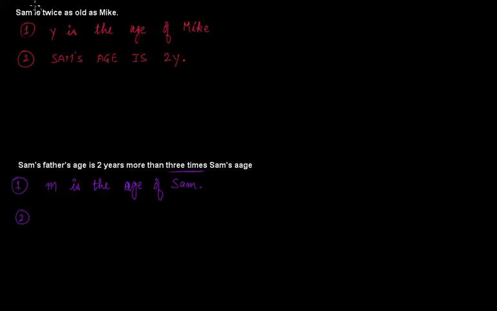It is 3m because it is saying 3 times Sam's age. So 3 times Sam's age is 3m, and it is 2 years more than 3 times Sam's age. So this is 3m plus 2. 3m plus 2 is Sam's father's age. So this is a complete statement, and here we have used algebraic expression.